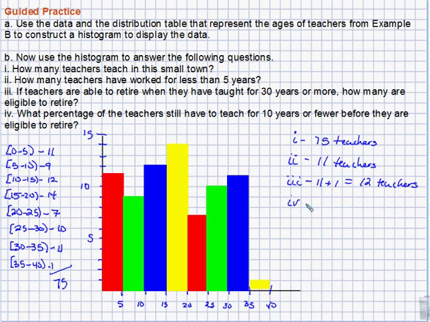And then what percentage of them have to teach for 10 years or less before they can retire? Now they have to teach for 30 years or more. So to teach for 10 more years or less is between the 20 to 30 range. So that was 7 plus 10. So that's 17 of them out of the entire 75, which would give me 23%, can retire within 10 years. So any questions on that? Not too bad?